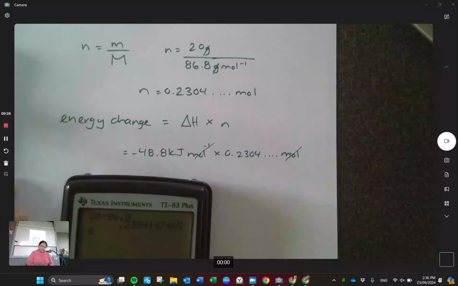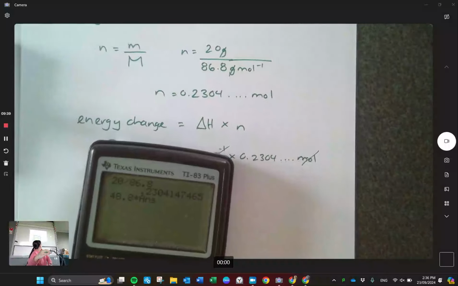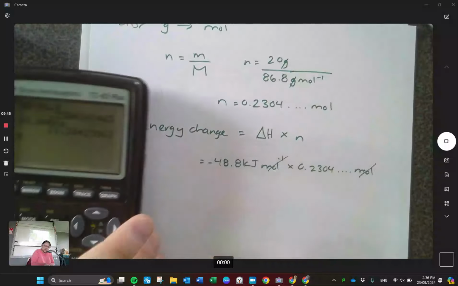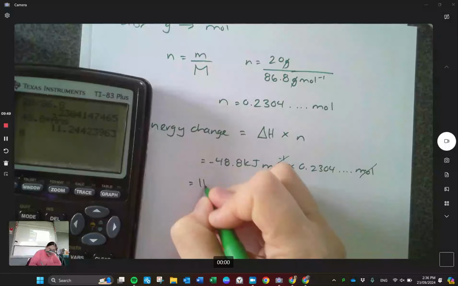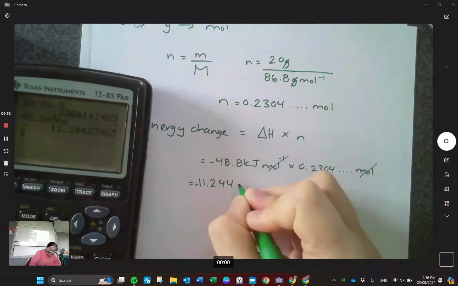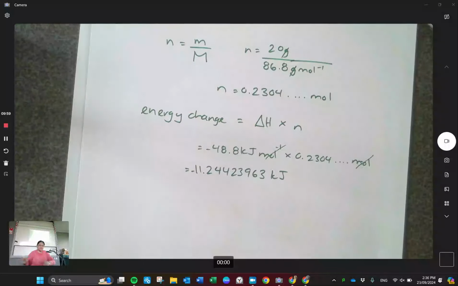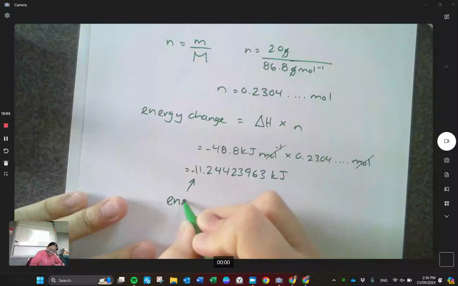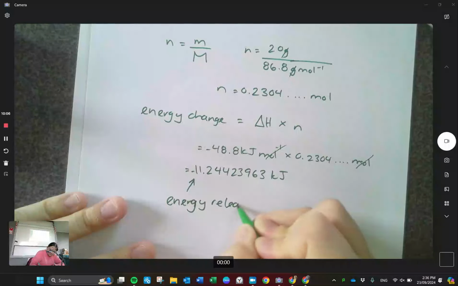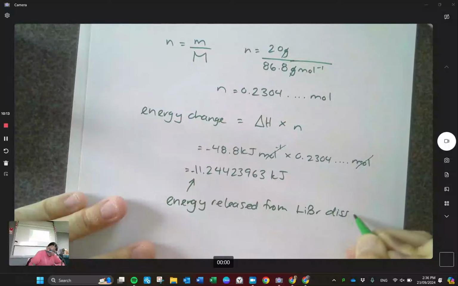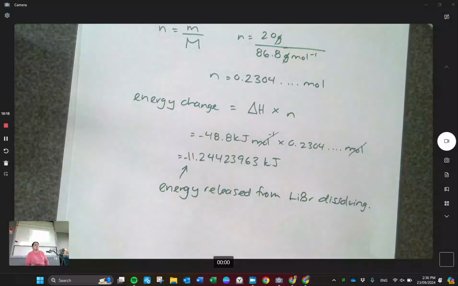Let's do that. So 48.8 times my answer from before. I love to leave things in my calculator because when I do that, I can just tell it to use the answer from before. So I don't have to keep writing the whole number down. So what that tells me is that I'm going to release 11.2442963 kilojoules of energy. So that's the energy I'm releasing.